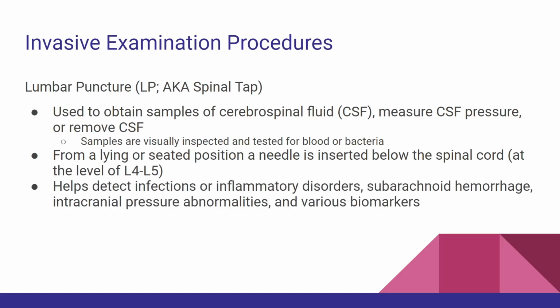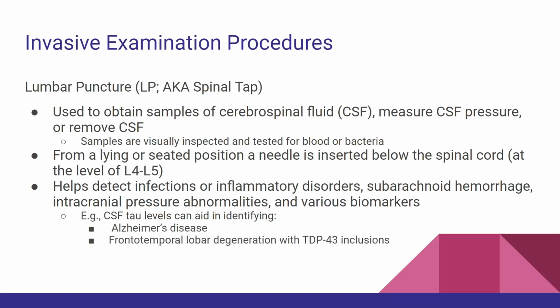And this helps to detect infections, inflammatory diseases, subarachnoid hemorrhages, intracranial pressure abnormalities, and other various biomarkers. So for example, you can look at tau levels in cerebral spinal fluid, and that can help you identify Alzheimer's disease, frontotemporal lobar dementia, or amyotrophic lateral sclerosis, or ALS, or Lou Gehrig's disease.